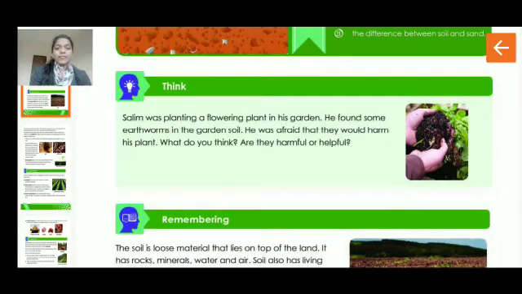So students, when we talk about such soil, where Salim was cleaning his garden or looking after one plant, he saw there were some earthworms in the soil. You know earthworms, right? So there were some earthworms in the garden soil. So he was afraid this earthworm will damage his plant. But what do you think? Will those earthworms damage the plant? No, they won't damage the plants, right? They will provide more nutrition to the soil, right?